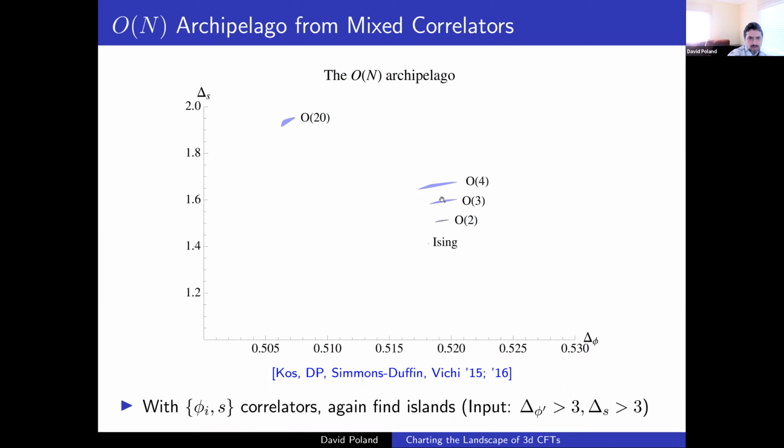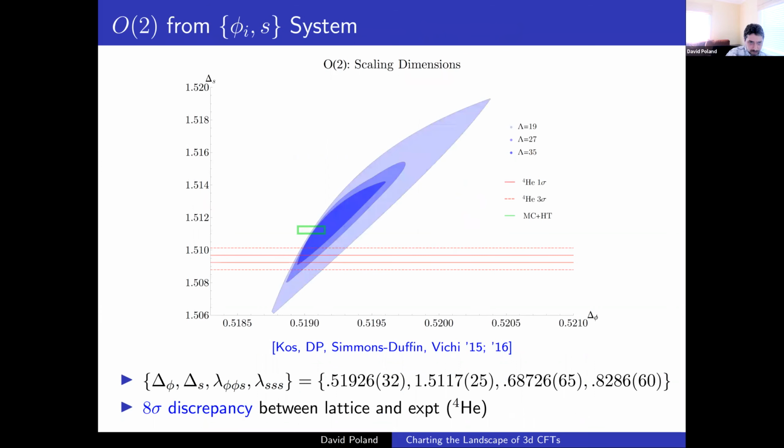Okay, so these regions that we obtained in this way are a bit bigger than what we got for the Ising model, but they still allow us to isolate the solutions. So here's a zoom in on the region we got for the O2 model. These islands show the bootstrap allowed regions for different values of lambda as we increase the derivative order.